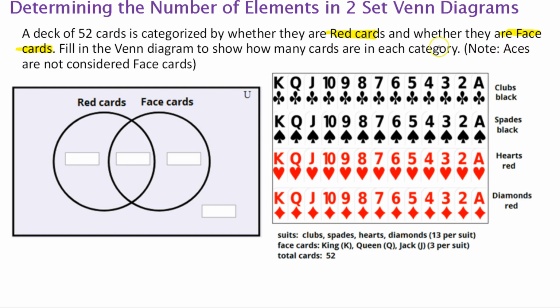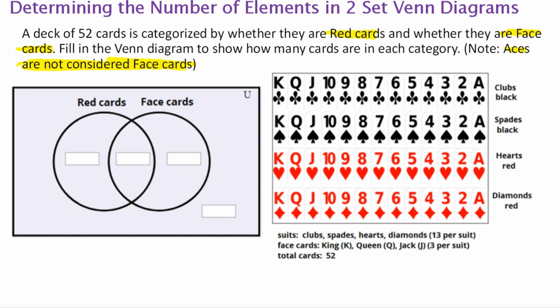Note, aces are not considered face cards. Okay, so aces are a little dubious. Sometimes they're low, sometimes they're high, so I'll always tell you whether they're put into that category. Okay, so we have our 4 disjoint pieces and we want to fill these in.